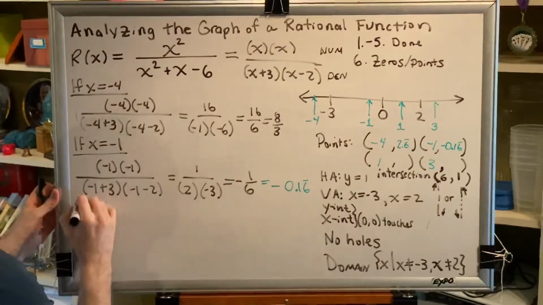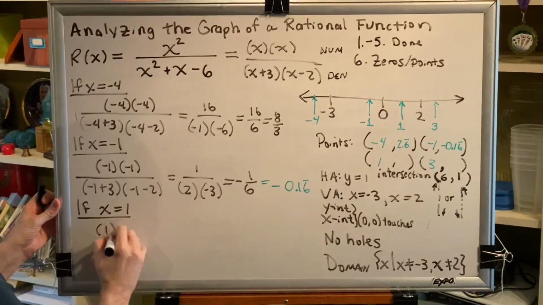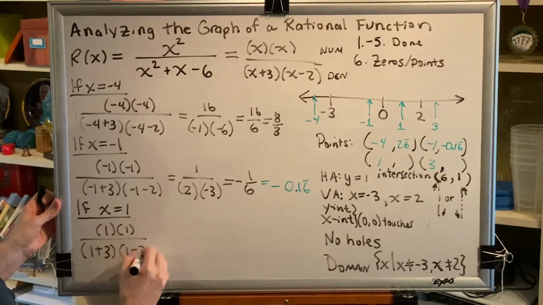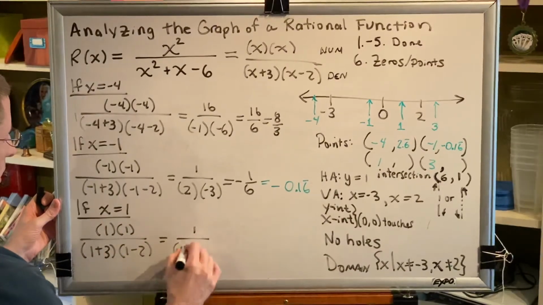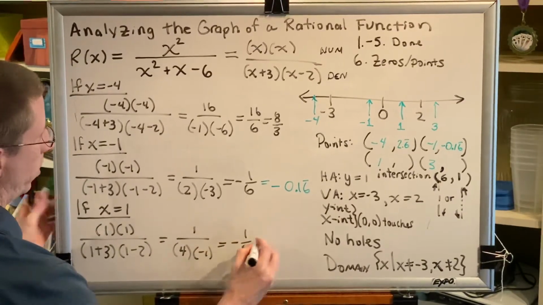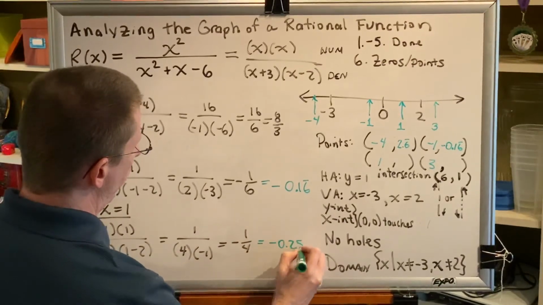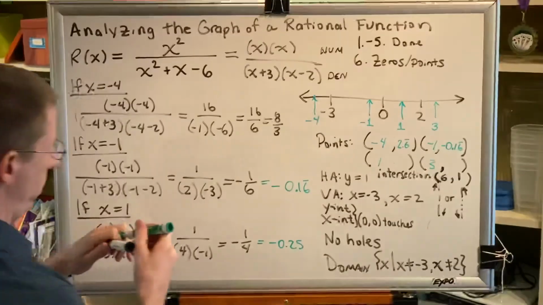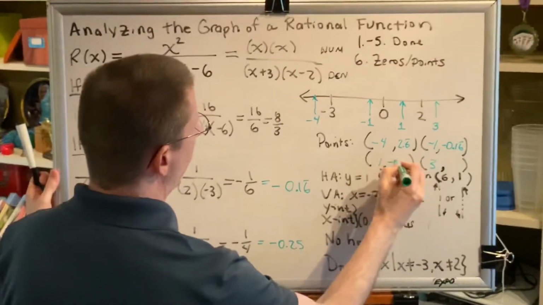Okay, next, if x equals positive 1. So then I'm going to have a positive 1 times a positive 1 over 1 plus 3, 1 minus 2. 1 times 1 is 1. 1 plus 3 is 4. 1 minus 2 is negative 1. So this is negative 1/4, which is equal to the decimal negative 0.25. No bar here. This is a terminating decimal. All right, so 1 is the x coordinate, and the y coordinate is negative 0.25.